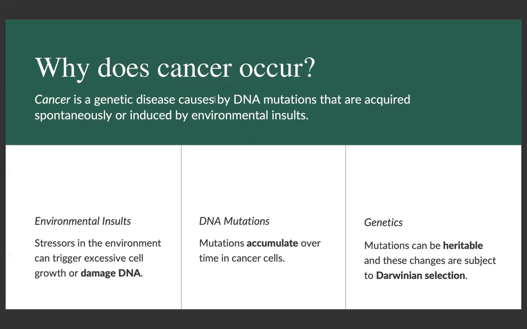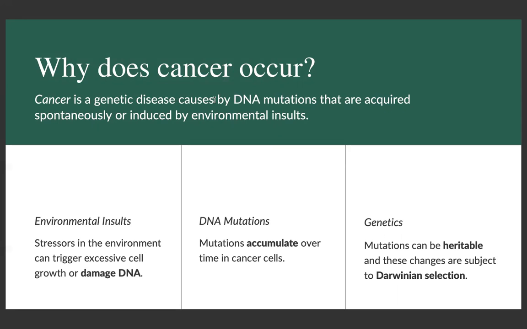And here it's mentioned, mutations can be heritable. We talked about that, and these changes are subject to Darwinian selection. What is that, and why is that important? Well, if you've heard of survival of the fittest, we're essentially applying this principle to cancer cells. So the cancer cells that survive tend to have the strongest qualities, the strongest characteristics. Essentially, they are, quote unquote, the fittest cancer cells, which is what makes cancer dangerous.